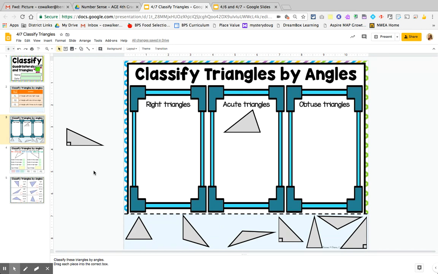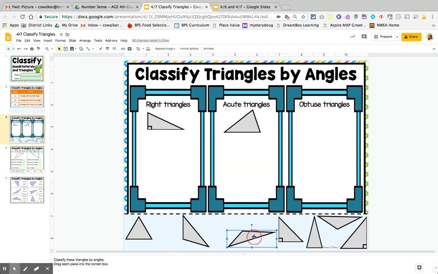I would hope that you say it's a right triangle. It does have one right angle at the bottom left corner where that little square is to make that perfect L shape. And then the other two angles are acute. So that means this one is a right triangle. There are no obtuse angles in that shape.